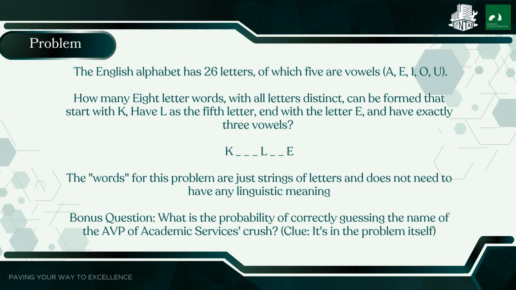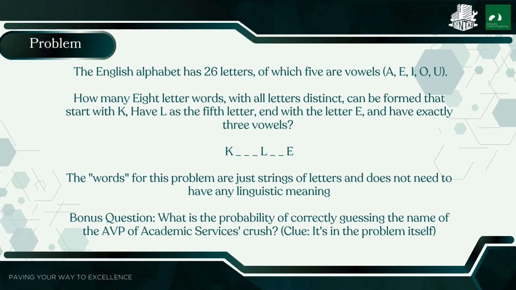The English alphabet has 26 letters, of which 5 are vowels. How many 8-letter words with all the letters distinct can be formed that start with K, have L as the fifth letter, and end with the letter E, and also have exactly 3 vowels? The words of the problem are just strings of the letters and do not need to have any linguistic meaning.